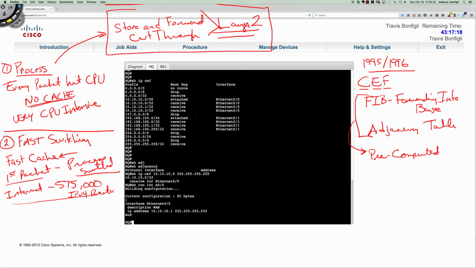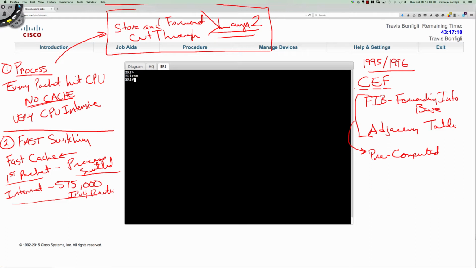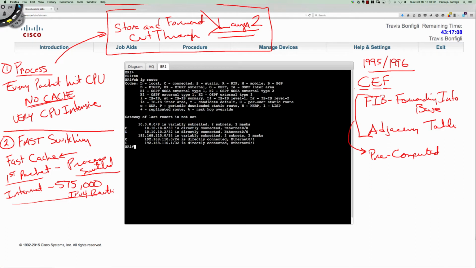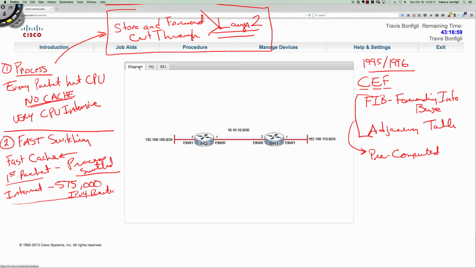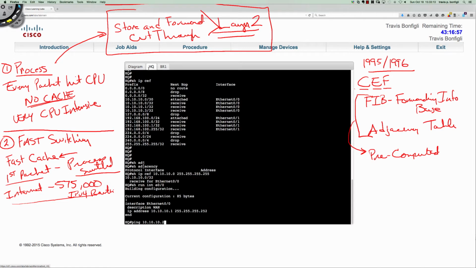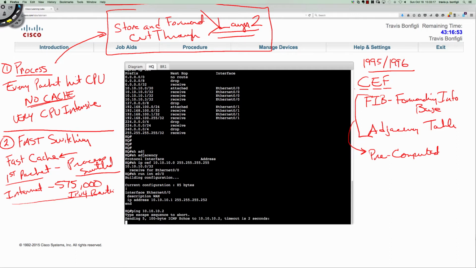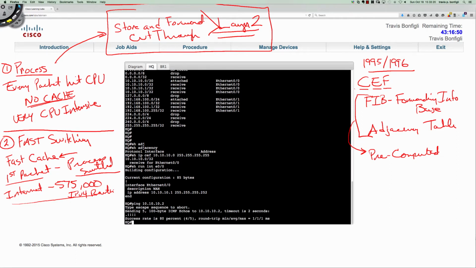Let's go ahead and ping 10.10.10.2, which is going to be over on the Branch 1 router. On the Branch 1 router, if I were to say show ip route or show ip interface brief, you can see that we are 10.10.10.2, and this is a very straightforward diagram: a direct connection between two routers. So we say ping 10.10.10.2, and the first packet failed. We see that period there.